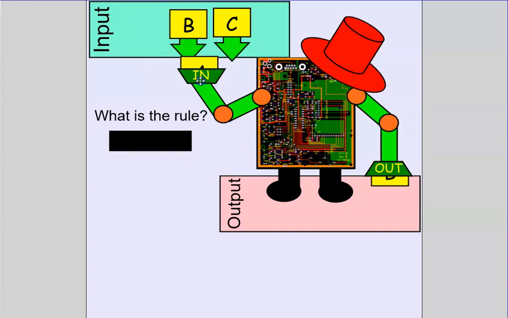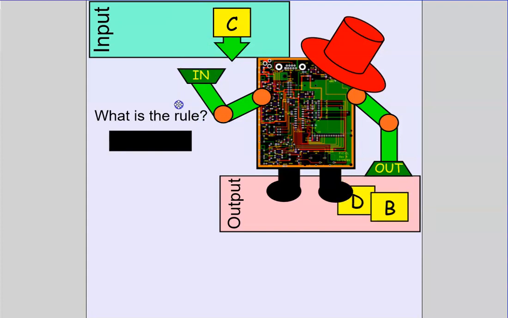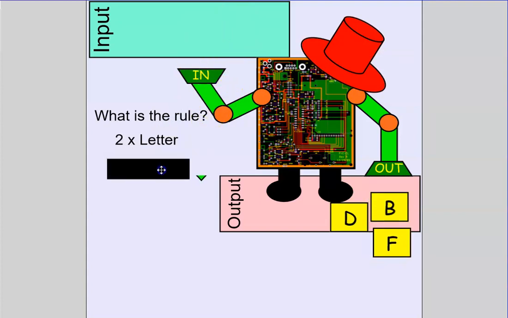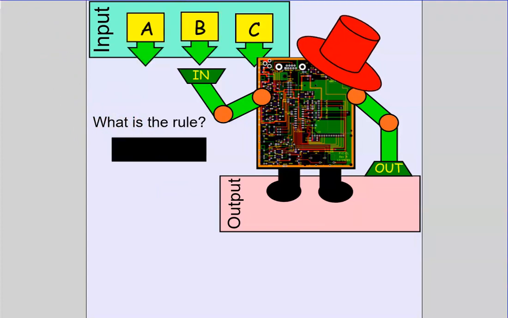So A goes in, out comes B, in goes B, out comes D, in goes C, out comes F. Can you think of what the rule might be? Yeah, this was the rule that we did at the very beginning, which was times two. So each letter is being multiplied by two. All right, let's try one more.